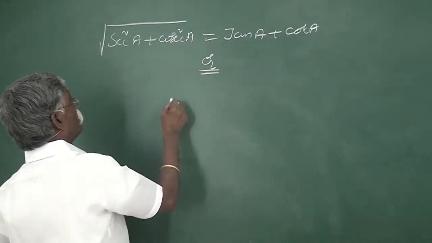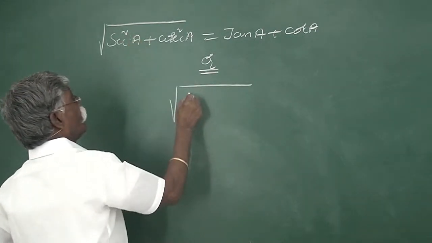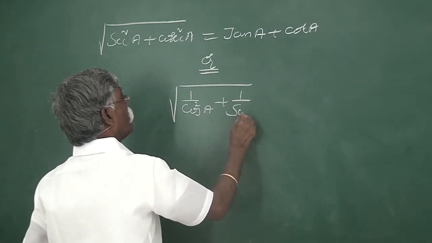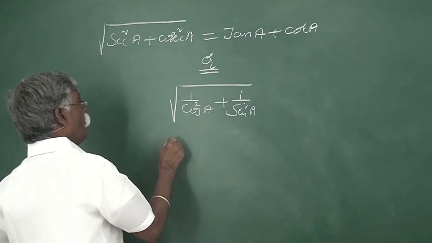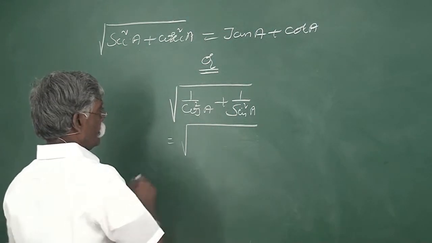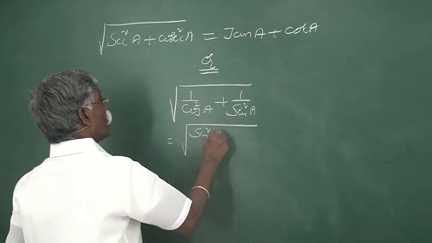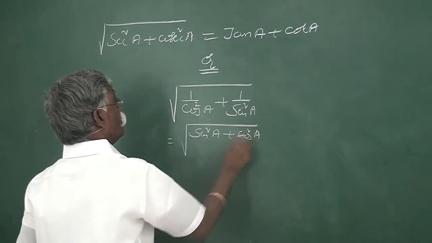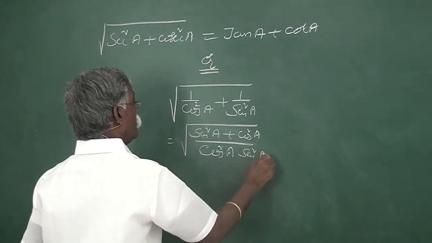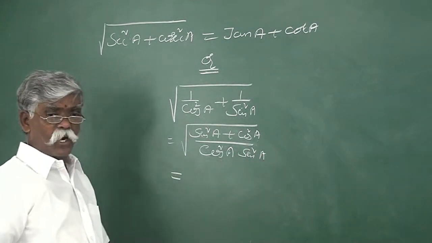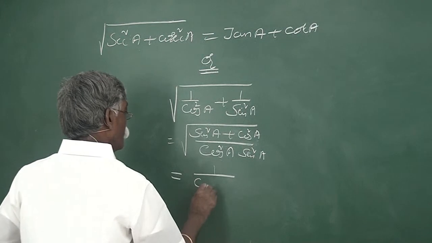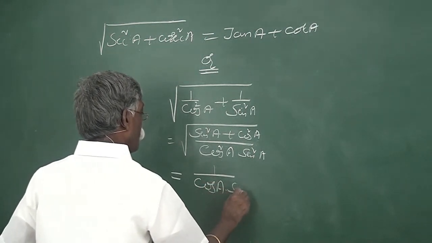The same problem in the second way. This we will write as 1 by cos square A, plus this we will write as 1 by sin square A. We take the LCM, it is sin square A plus cos square A by cos square A sin square A. The numerator is sin square A plus cos square A, which is 1. The denominator, if square root is taken, it is cos A and sin A.